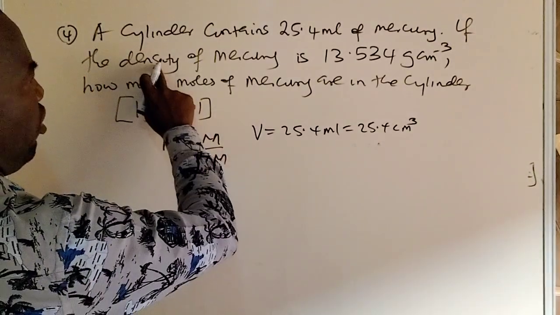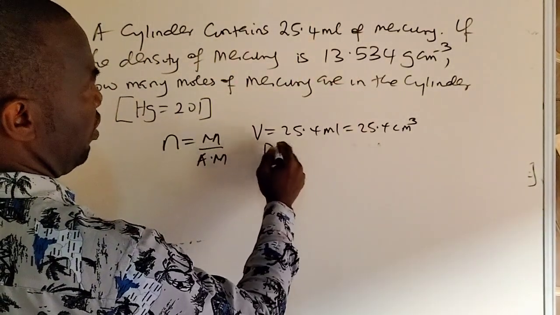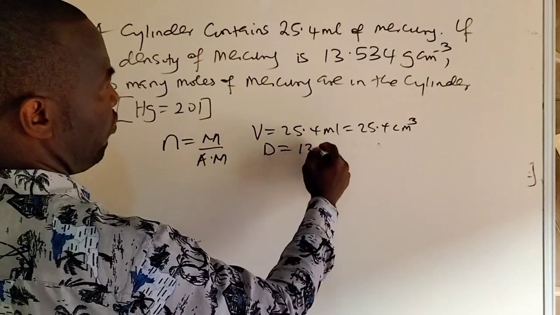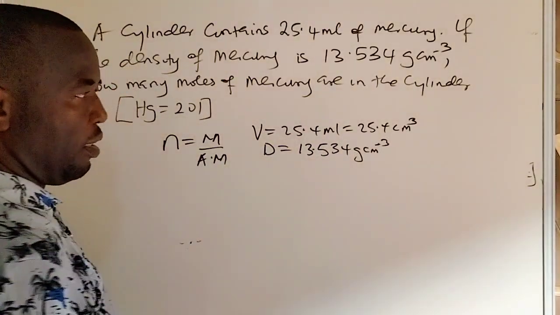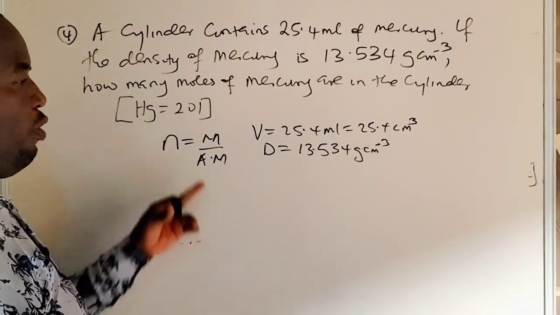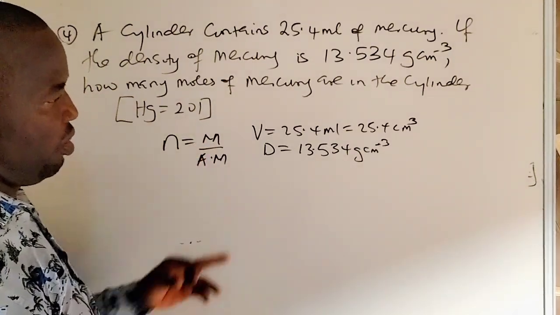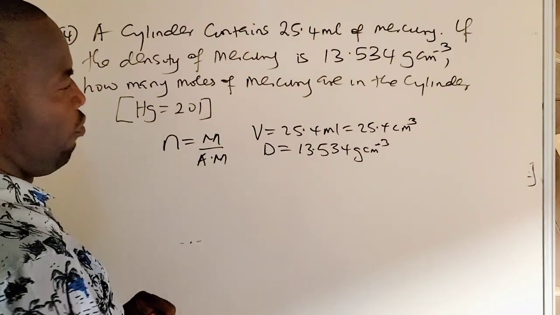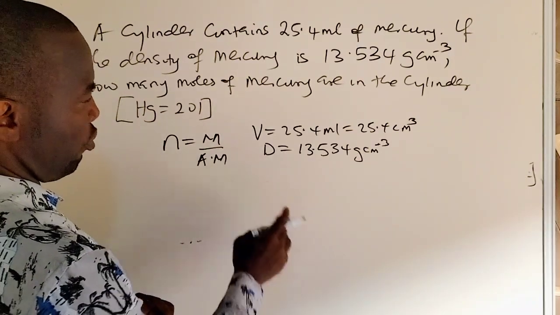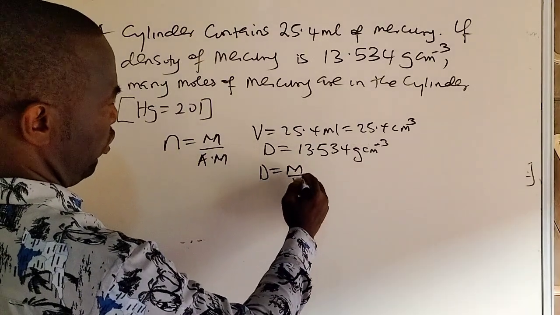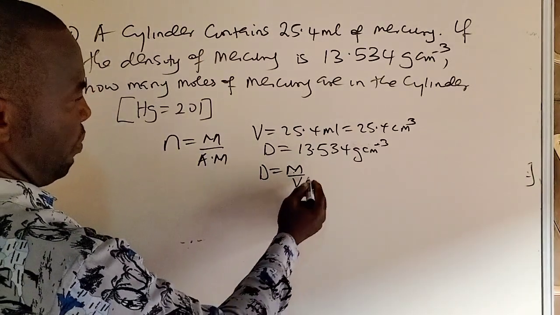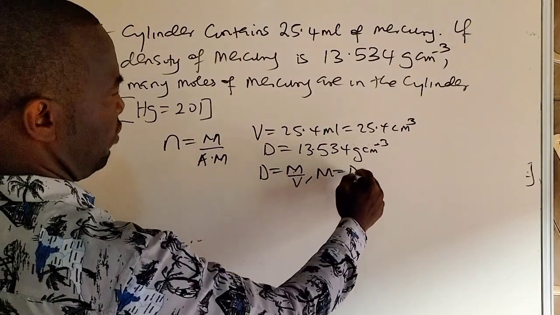We are also given the density of mercury, the density again as 13.534 gram per cm cube. So that's the density of mercury. So we have to find the mass of mercury first using this information given to us. From your knowledge of physical chemistry or physics, you know that density is mass over volume. Make mass the subject. Mass becomes density times volume.